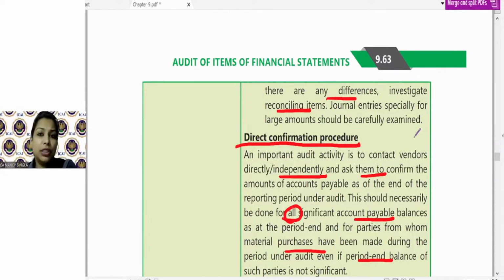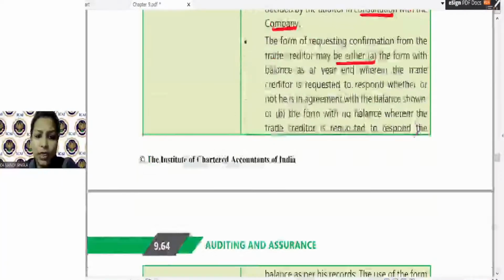Direct confirmation procedure, we have done it, I can say, a number of times. We did it in detail in Chapter number 3, in borrowings we did it, and in trade receivables we did it. So this is exactly the same. Okay? So I'm not doing it here now.